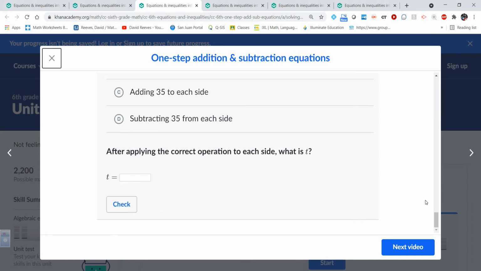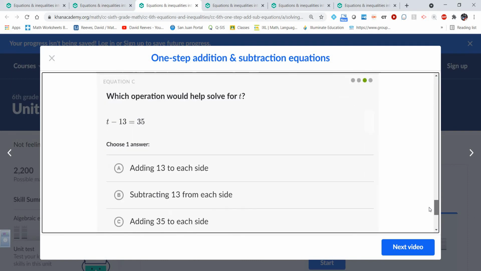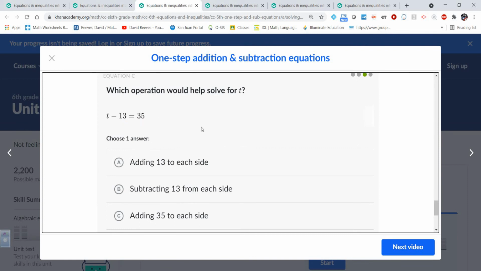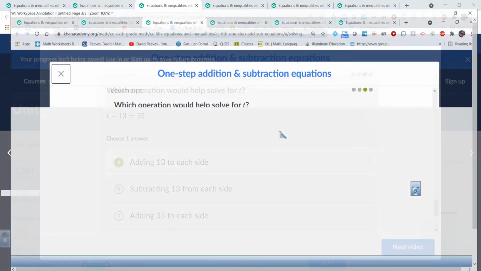All right, let's do one last question here, okay? Here we go. Sorry about that. t minus 13 is equal to 35. Again, the goal is to get that t by itself. What's the inverse of subtracting 13? How do we find out what t was before we subtract 13? We're going to add 13 to each side.